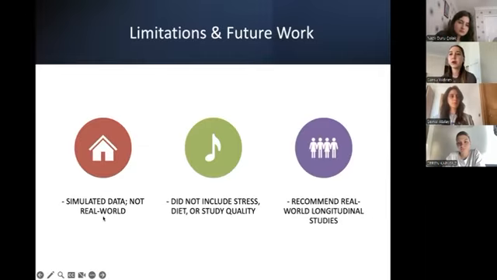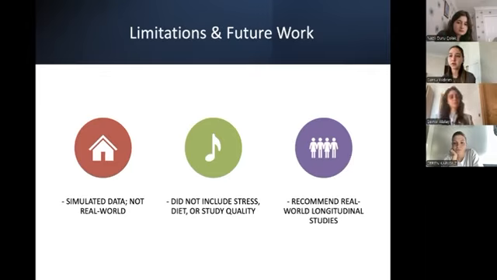Before we wrap up, I would like to briefly discuss the limitations of our study and some suggestions for future research. First, it is important to note that our data was simulated and not collected from real-world participants, which limits the generalizability of our findings. Second, we did not include several important variables such as stress level, diet, or the quality of study habits, all of which could play a significant role in academic performance.